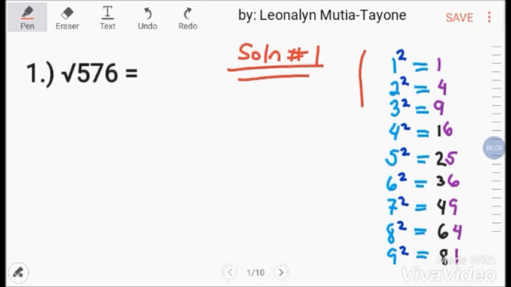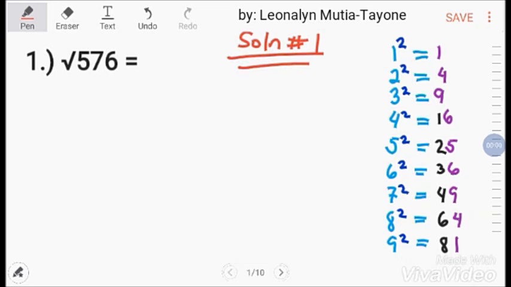First, we will write our guide by writing down the squares of 1 to 9. This kind of solution will only work for perfect squares. Ang unang titingnan natin yung last na digit, itong 6. So, i-cross out natin itong dalawa lang. Pero itong 6 ang tingnan natin. So, alin dito ang may 6 na answer? So, it's either 4 or 6 yung sa last digit natin.